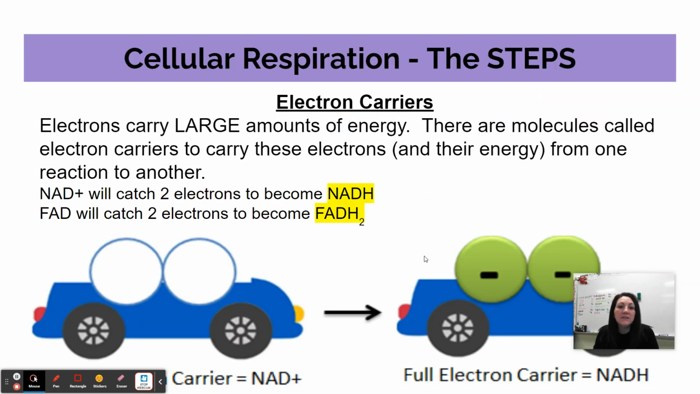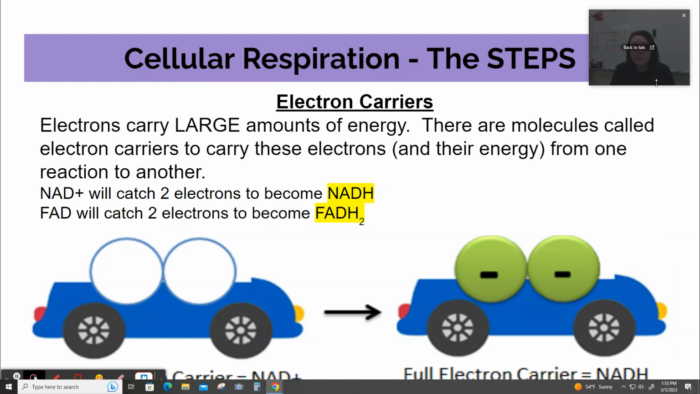Remember, we're going to use these electron carriers to help us capture the energy of the electrons and take them to the electron transport chain. So those are going to be NAD positive, which is going to turn into NADH, and FAD, which will turn into FADH2. And these are going to be really important, especially when we talk about the electron transport chain.